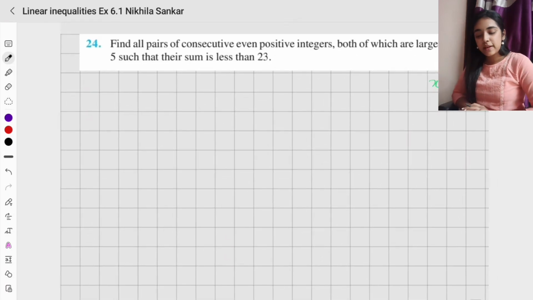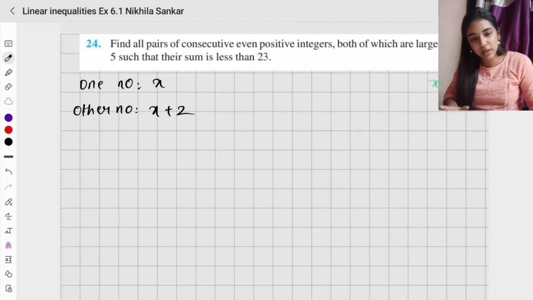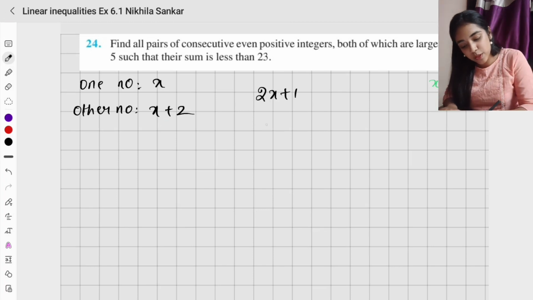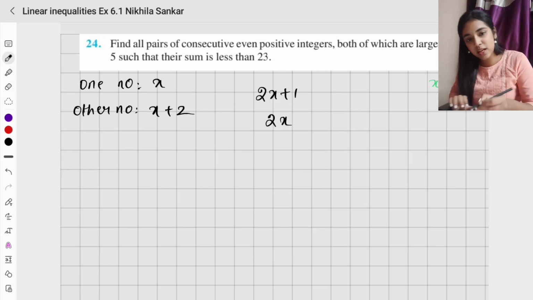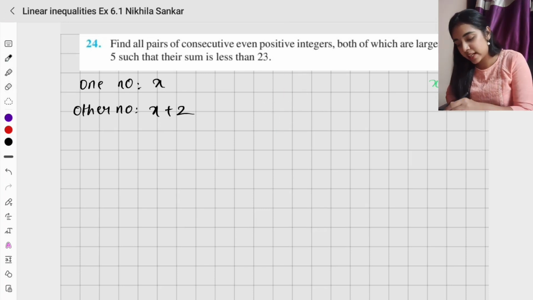24th question. Find all pairs of consecutive even positive numbers, both of which are larger than 5, whose sum is less than 23. Here also, one number is x, the other number is x plus 2. This is very easy to take. You don't have to take odd number as 2x plus 1, even number as 2x. Even if you do it that way it's the same, but you have to find the value of x and then substitute it in the given number. That is a very long process, so we are not doing that. We are directly taking x and x plus 2.